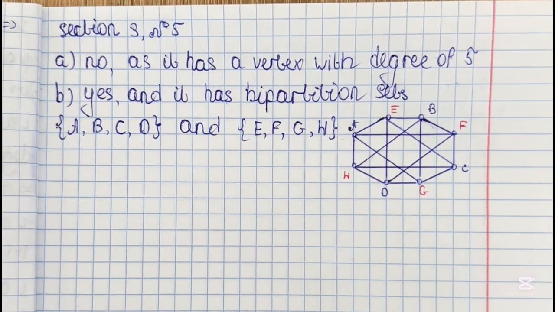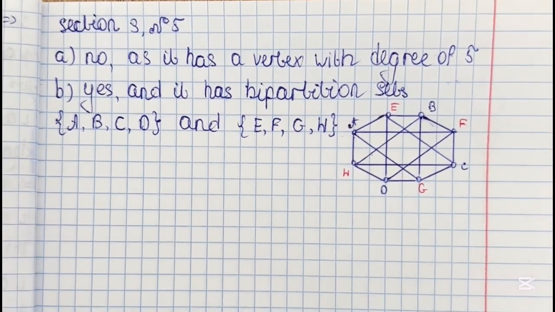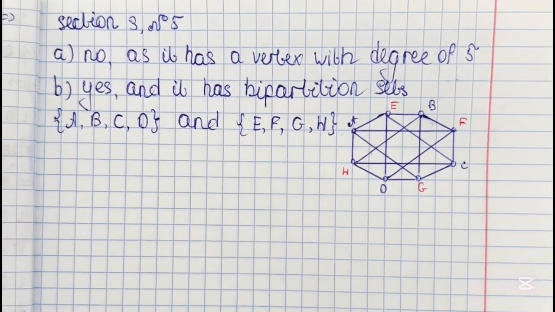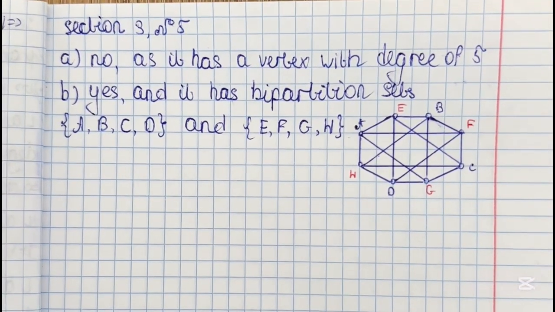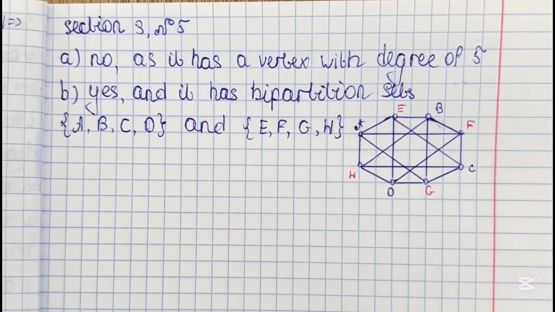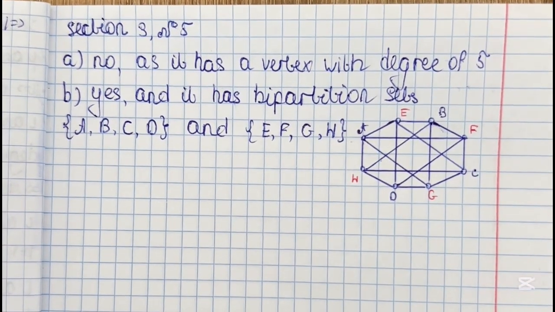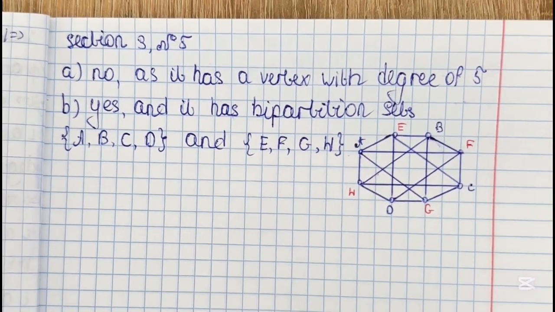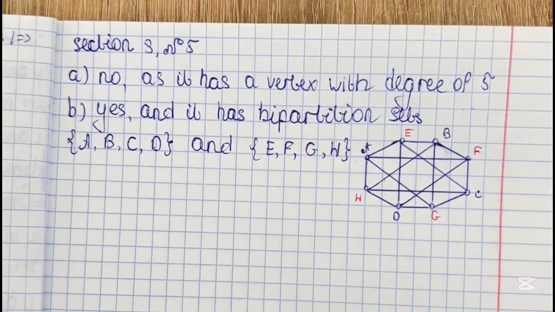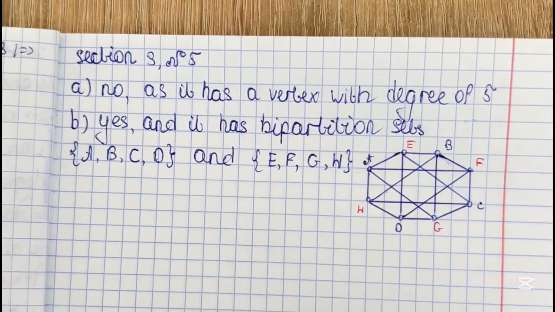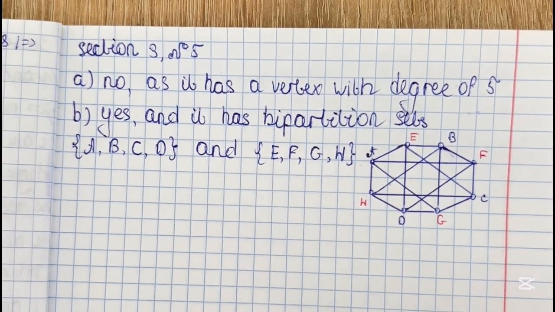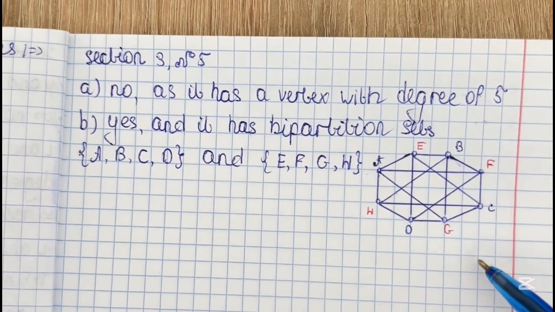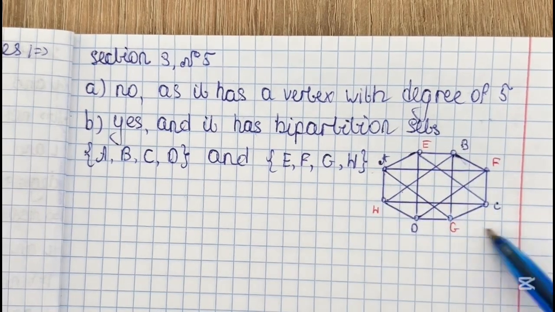In the fifth task, in A part, we should say whether the drawn graph is isomorphic to K34, and it's not, as it has a vertex with degree of 5. And in B part, we again have another graph, and this graph is isomorphic to K44, and we can make two bipartition sets, A, B, C, D, and E, F, G, H. And for your convenience, I also draw this graph and listed all vertices.